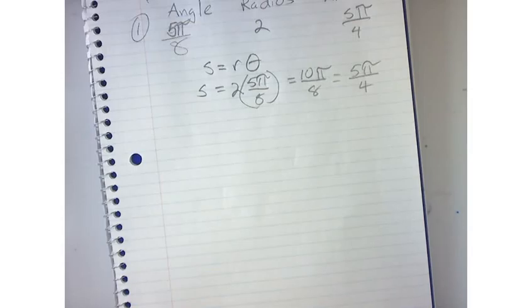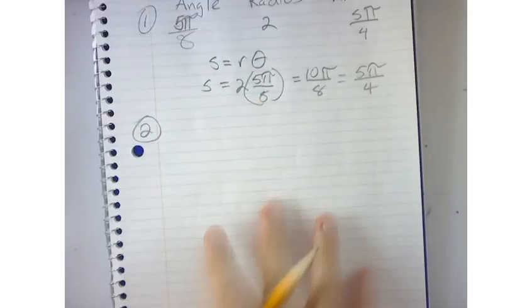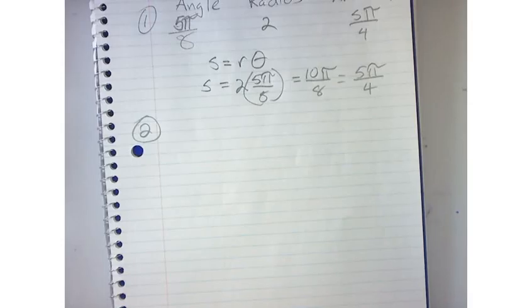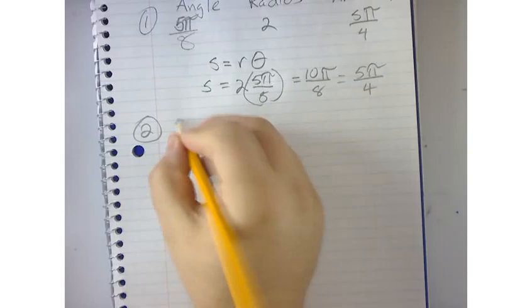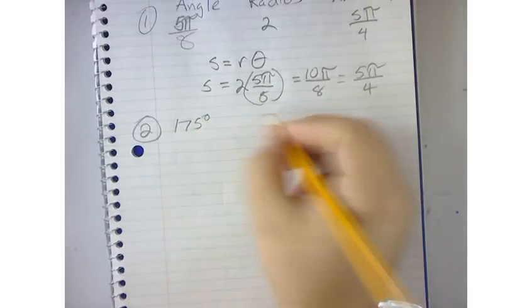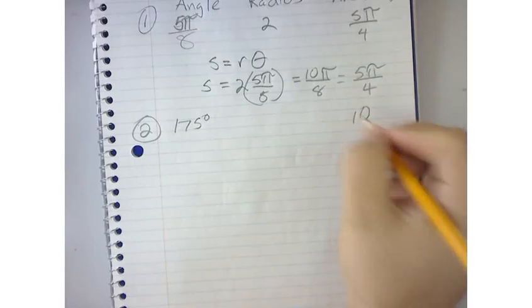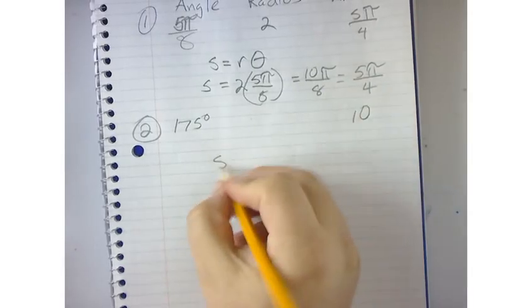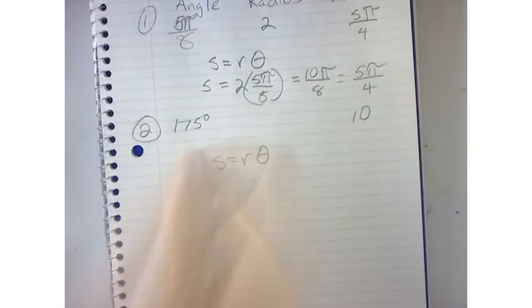Thank you very much. Now, I said earlier, let me do problem number 2, because I know somebody will ask me, Mr. Adams, problem number 2, I don't know what to do. So here they give us 175 degrees, then they tell us that the radius, they don't tell us the radius, and they tell us what the arc length is.